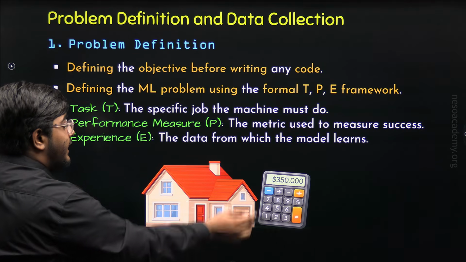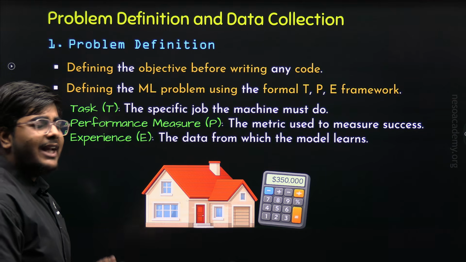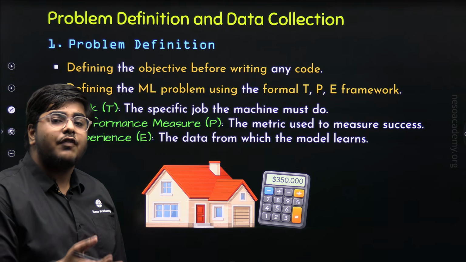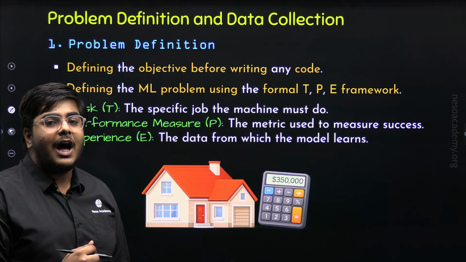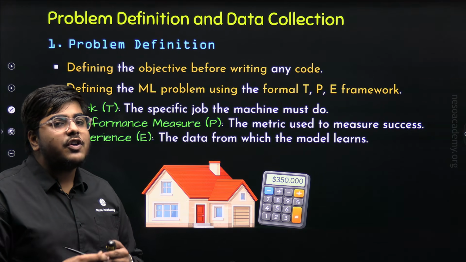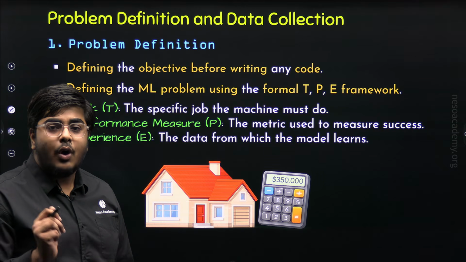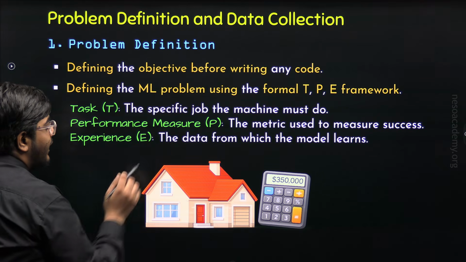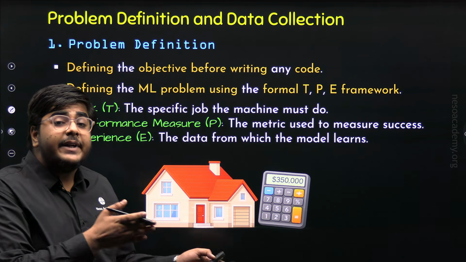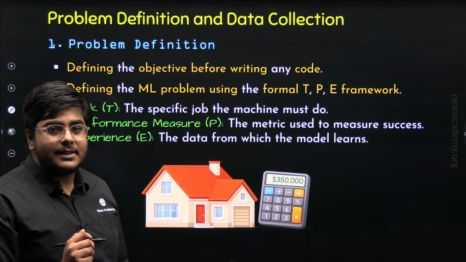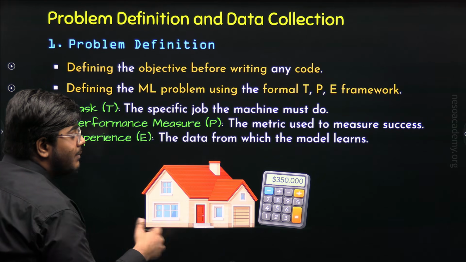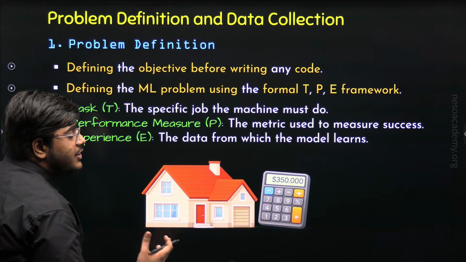For example, in case of house price prediction, can you tell me what is the task? Obviously, the task is to predict the prices of the houses on the basis of features of the houses, like size of the house, age of the house, number of bedrooms of the house, location of the house, and so on. Now, what is performance measure in case of house price prediction? The performance measure is how close the predicted prices are to the actual prices.